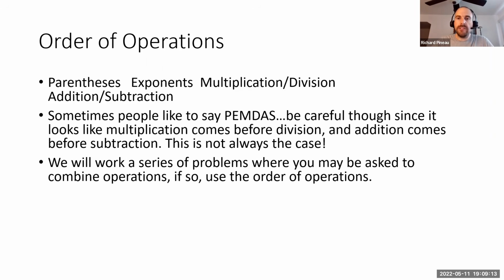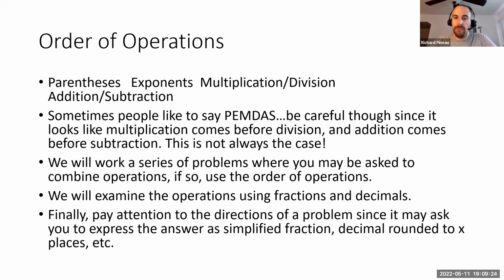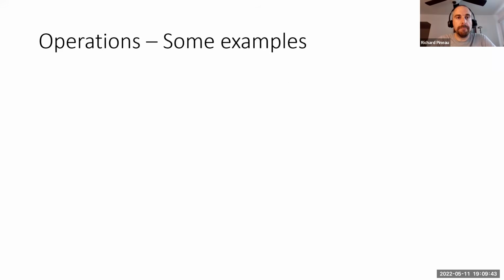So we will work a series of problems where you may be asked to combine the operations, and if so, you're going to have to use the order of operations. So we'll examine the operations using fractions and decimals. You have to be familiar and comfortable with those. And you want to make sure that you pay attention to the directions of a problem, since it might ask you to express the answer as a simplified fraction or a decimal rounded to X places. X could be any number, 4 decimal places, 3 decimal places, etc. So we have to be careful. Make sure you read those directions carefully.